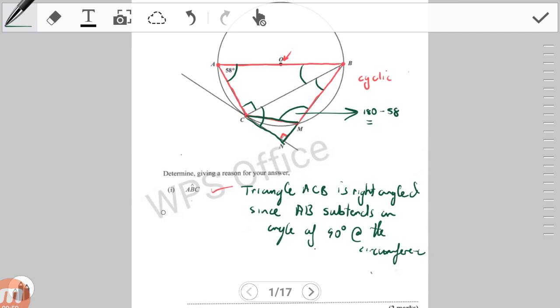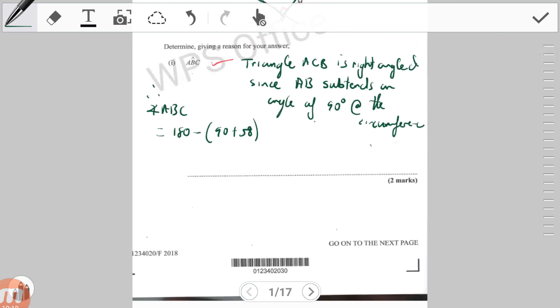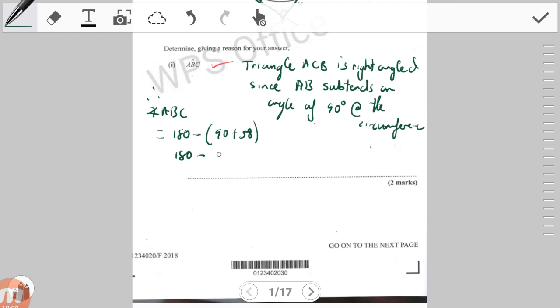So with that information, we can make a conclusion and say, therefore, the angle which we're looking for, which is angle ABC, is going to be equal to 180 minus the 90 degrees that we had just looked at plus the 58. So if we do the math here, you'll find that 180 subtract 148 should give us an angle of 32 degrees.